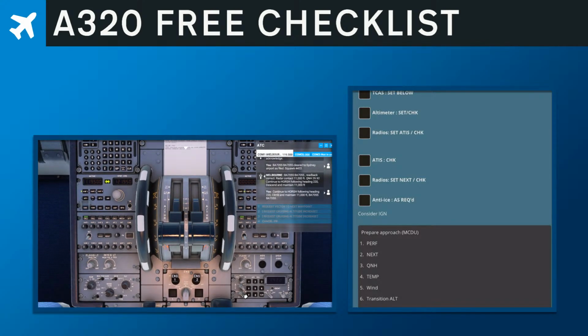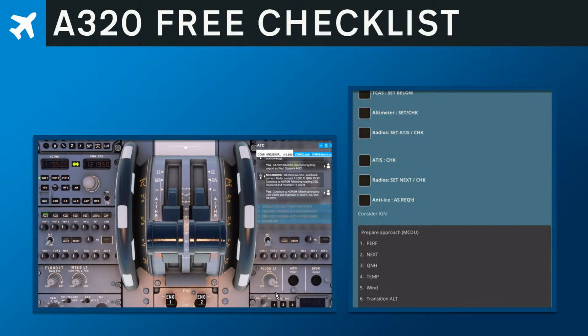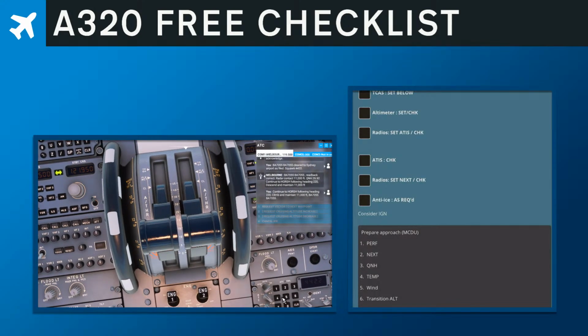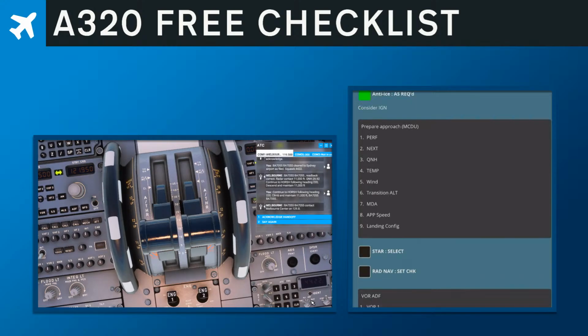TCAS. I think what have we missed here? Should be 7055 on there. Bravo Alpha 7055, contact Melbourne Center on 129.8. TCAS should be set to below. Altimeter is set, we've done that. Radio is set, we're talking to that. We check the ATIS and anti-ice as required.